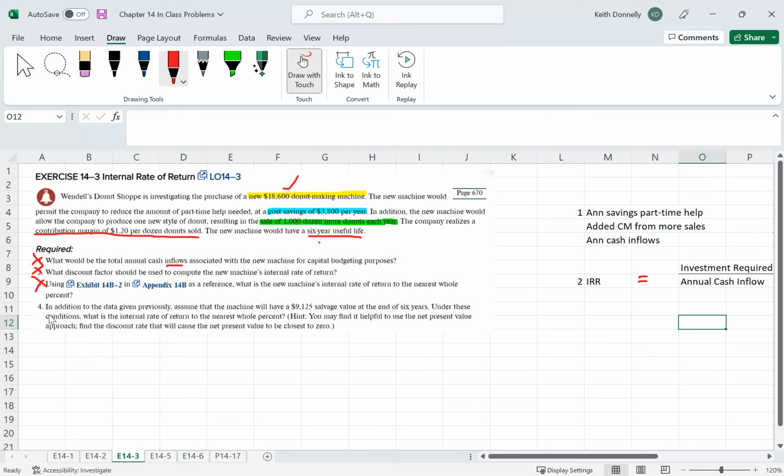With that, it says, in addition to the data given previously, assume that the machine will have a salvage value of 91.25 at the end of the 6 years. Under those conditions, what is the internal rate of return to the nearest whole percent? Hint: you may find it helpful to use the net present value approach. Find the discount rate that will cause the net present value to be closest to 0. Okay, so the internal rate of return is another way of saying what rate of return sets the net present value to 0. So let's map this out here for number 4.